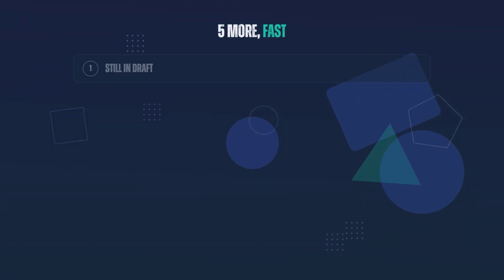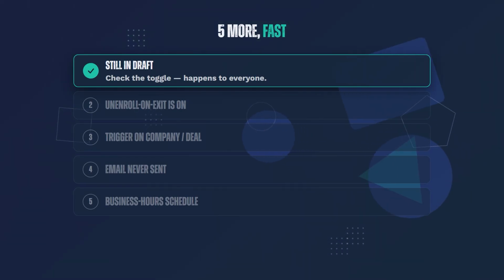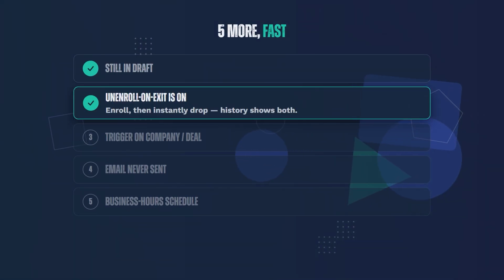For the rest, I will just give you 5 additional things that could be the reason. One, the workflow is still in draft. Check the toggle, it happens to everyone, including me. Two, the option to unenroll when contacts no longer meet the criteria is on. Your property changes a second later, so they enroll and immediately drop off. Enrollment history will show both events.